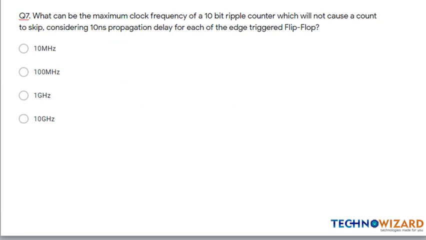Question number 7. What can be the maximum clock frequency of a 10-bit ripple counter which will not cause a count to skip, considering 10 nanosecond is the propagation delay? TPD is 10 nanosecond, and it is a 10-bit ripple counter. And we have to find the clock frequency.